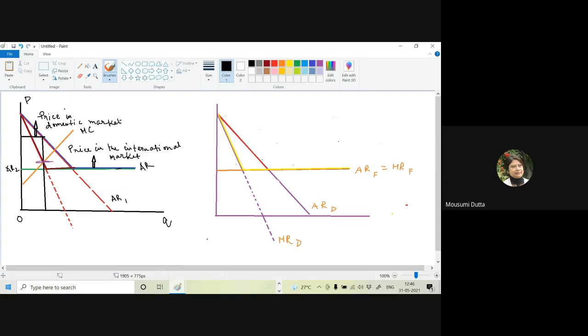Aggregate demand curve and aggregate marginal revenue curve, is it understandable? Ma'am, could you explain this once more? Okay, I think, do you have Pindyck and Rubinfeld with you? Everybody has that book?